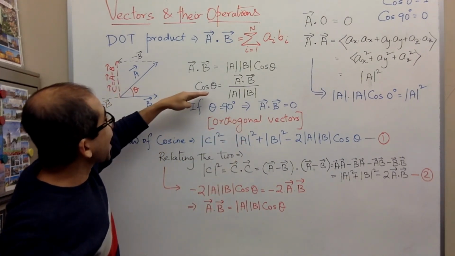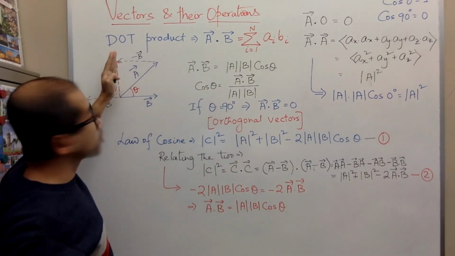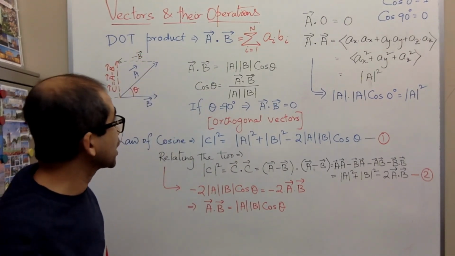Now you see, if the angle between the vectors is 90 degrees, that means they are perpendicular to one another, what will happen?